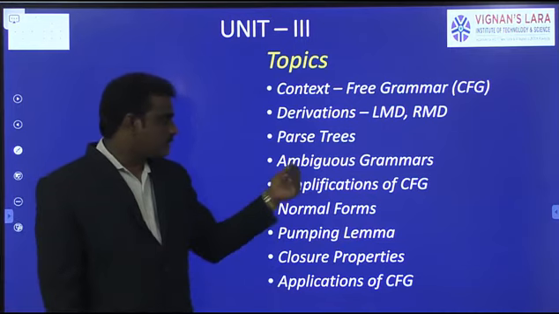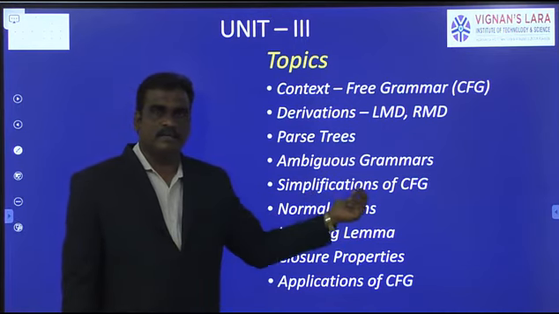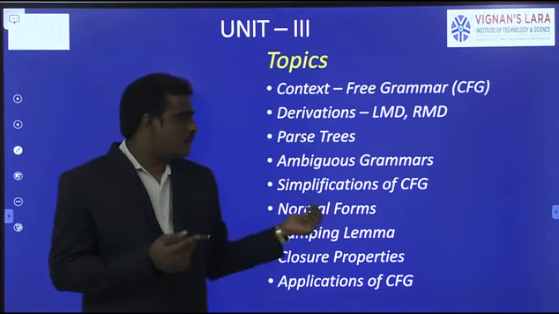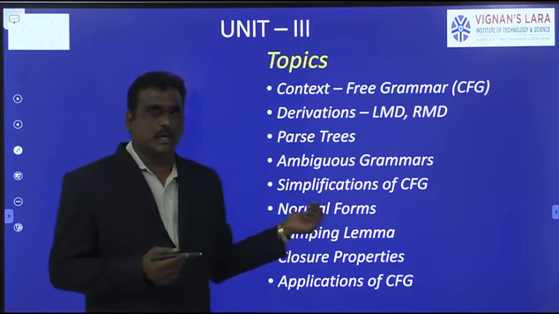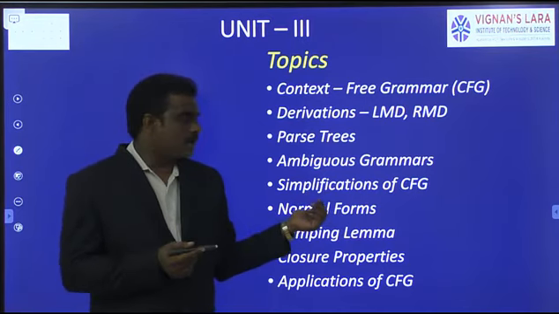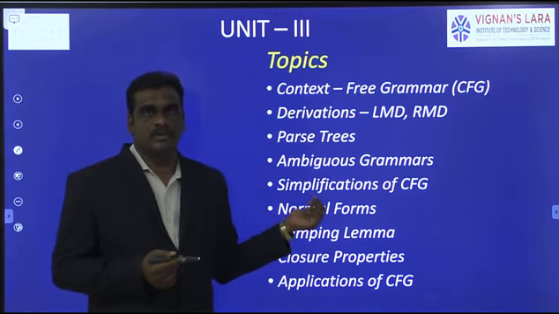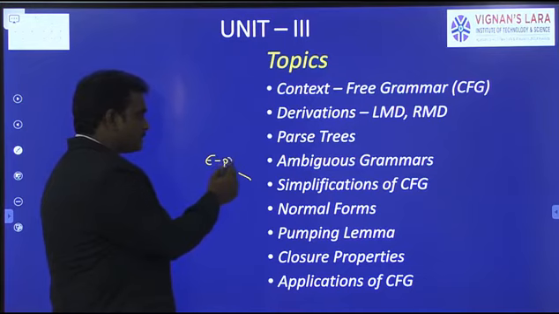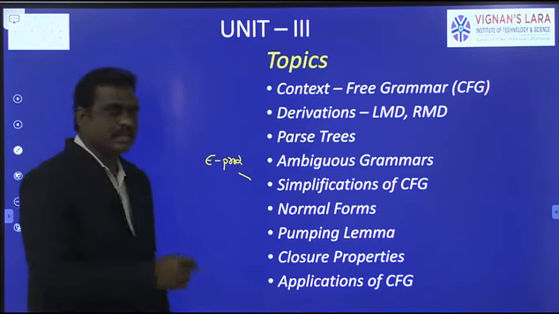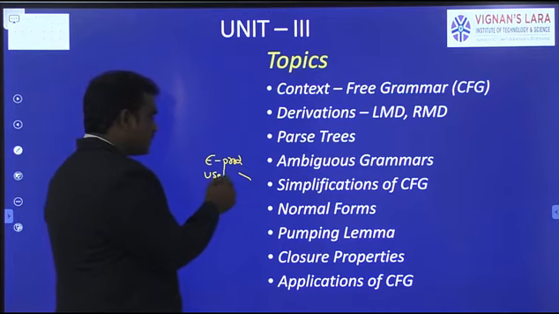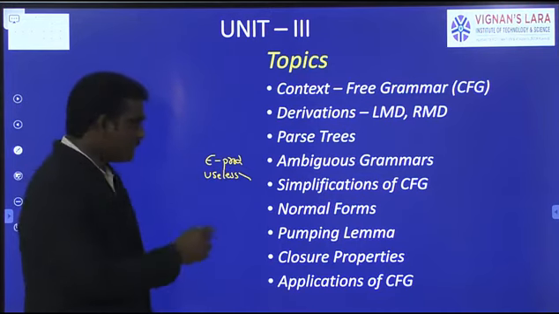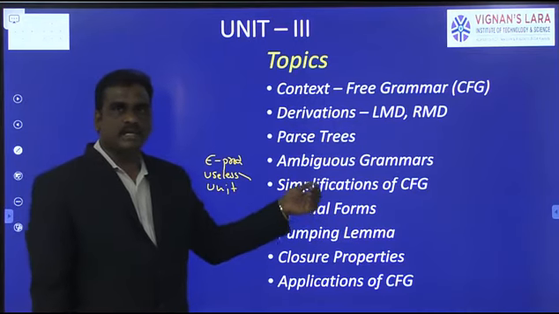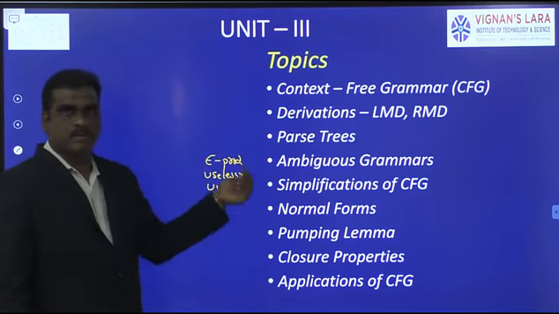In the simplification of context-free grammar, we have to learn a total of three things: how to eliminate the epsilon productions, how to eliminate the useless symbols, and how to eliminate the unit productions. So total 3 points. One is elimination of epsilon production, the second one is elimination of useless symbols, and the third one is unit productions. So in the simplification of context-free grammar, we have to learn these 3 points.